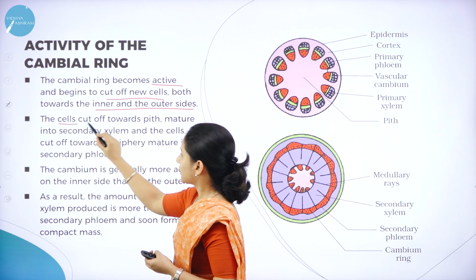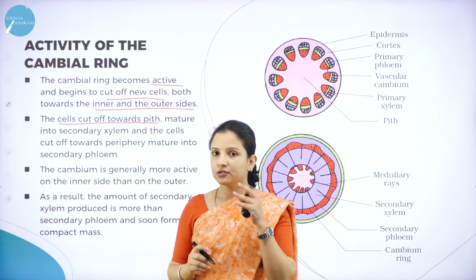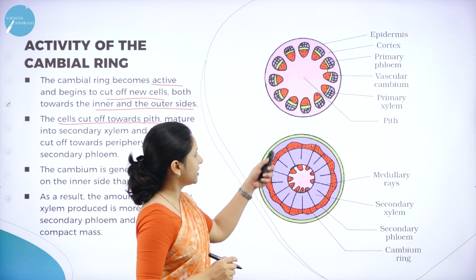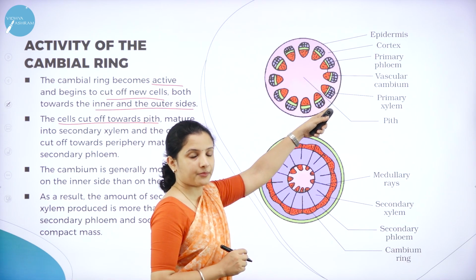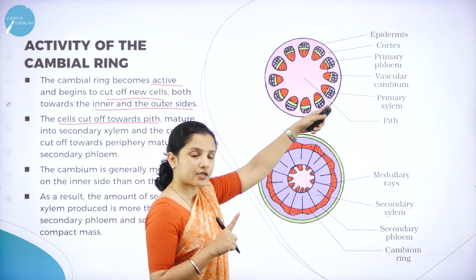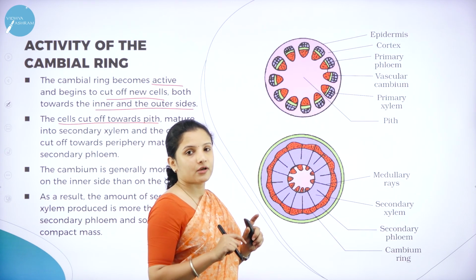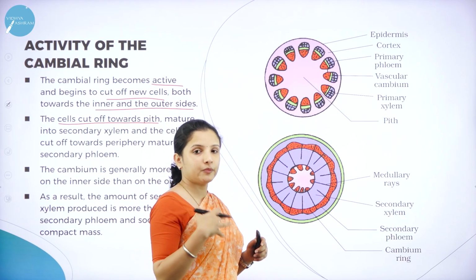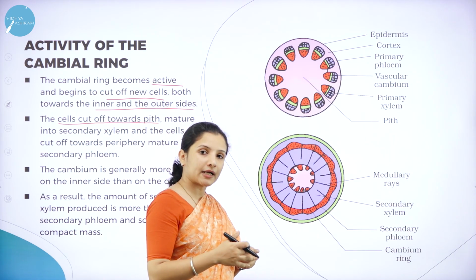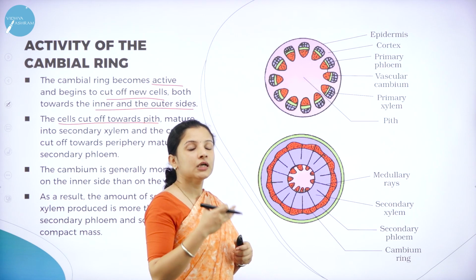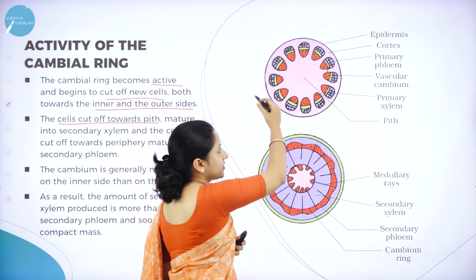The cells that are cut off towards the pith mature to form the secondary xylem. So remember what happened here? There is formation of the interfascicular cambium. The intrafascicular cambium will first be formed from the medullary rays. Those intrafascicular cambium cells will become meristematic, that is, actively dividing. Those actively dividing cells will form the interfascicular cambium. Now we have a complete cambial ring.